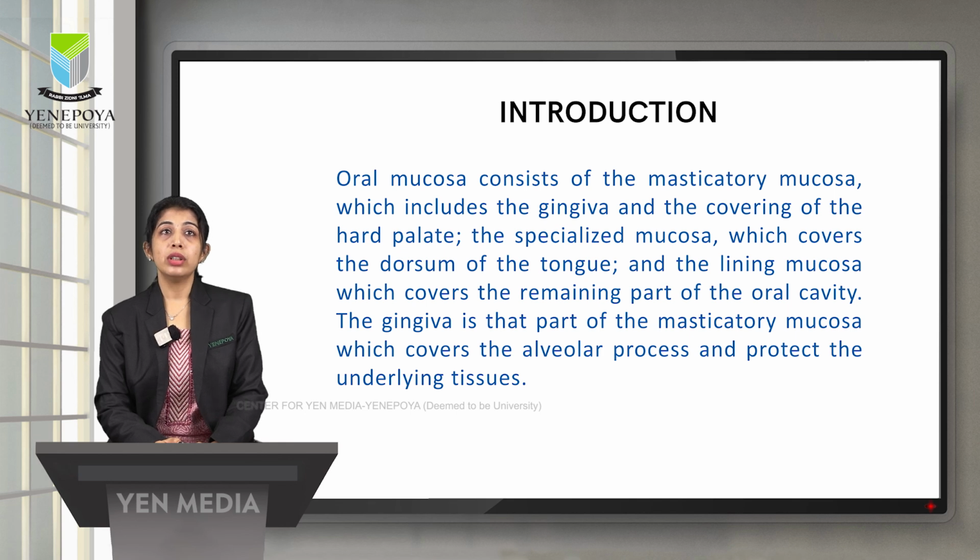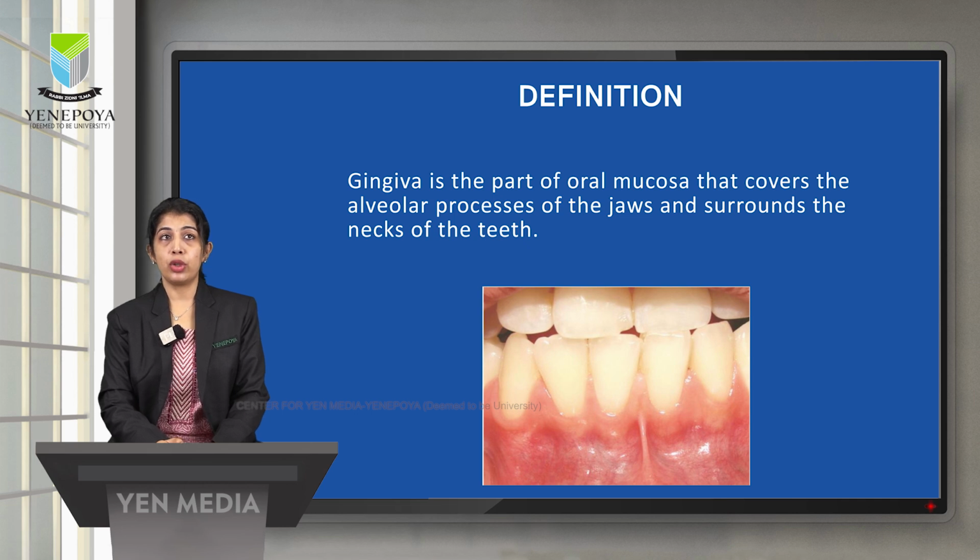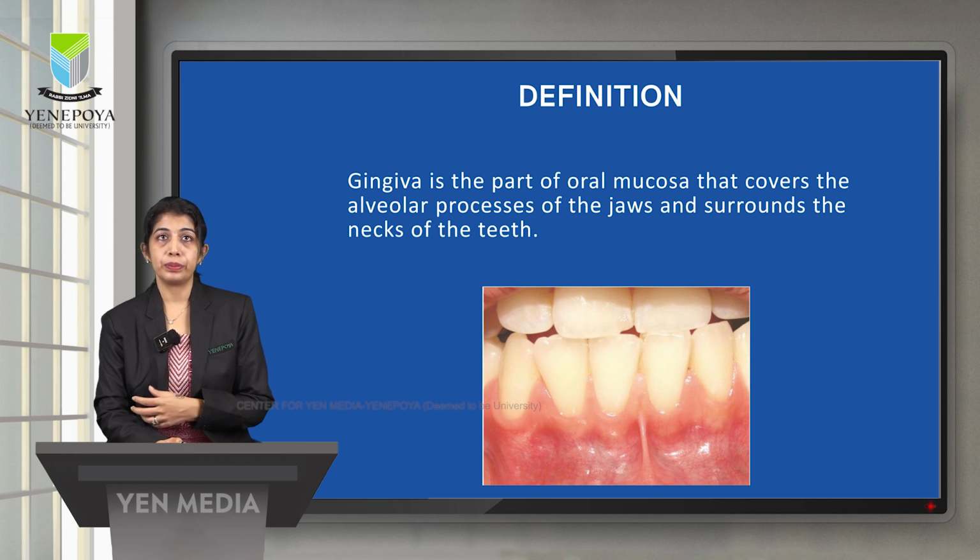So coming to introduction, oral mucosa, as you all know, consists of the masticatory mucosa. It includes the gingiva and the covering of the hard palate, the specialized mucosa that covers the dorsum of the tongue, and the lining mucosa that covers the remaining part of the oral cavity. The gingiva is that part of the masticatory mucosa that covers the alveolar process and protects the underlying tissues. So by definition, gingiva is that part of the oral mucosa that covers the alveolar processes of the jaws, and it surrounds the neck of the tooth in a collar-like fashion.